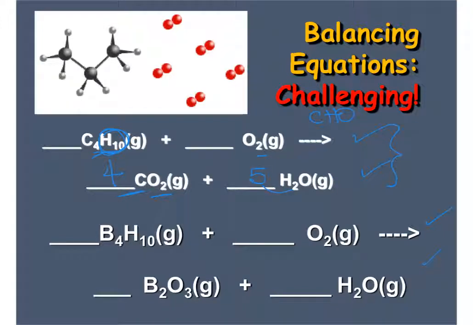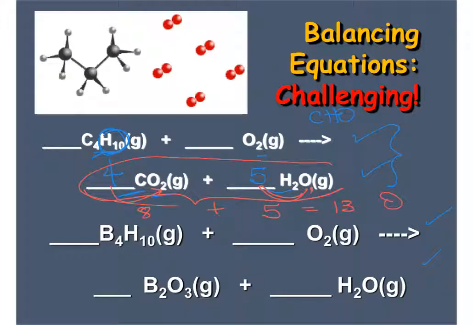And all I have left is oxygen to balance, right? So I start out by counting the total number of oxygen I have on the product side. So let's see, 4 times 2 is 8 oxygen from carbon dioxide, and 5 times 1, 5 oxygen from water. So I have a total of 13 oxygen. Uh-oh, how do I get 13? That's an odd number when it's O2.